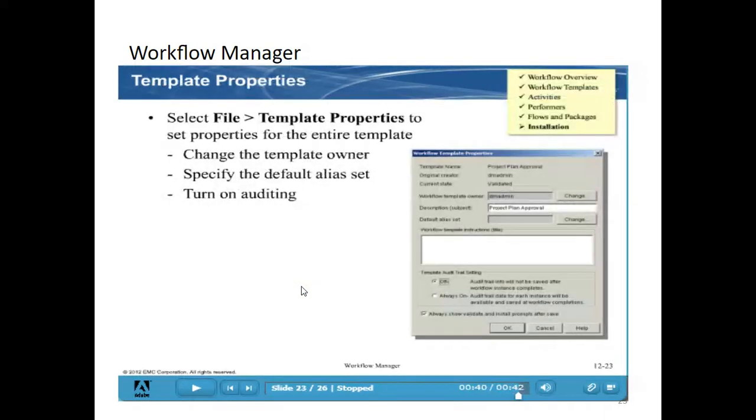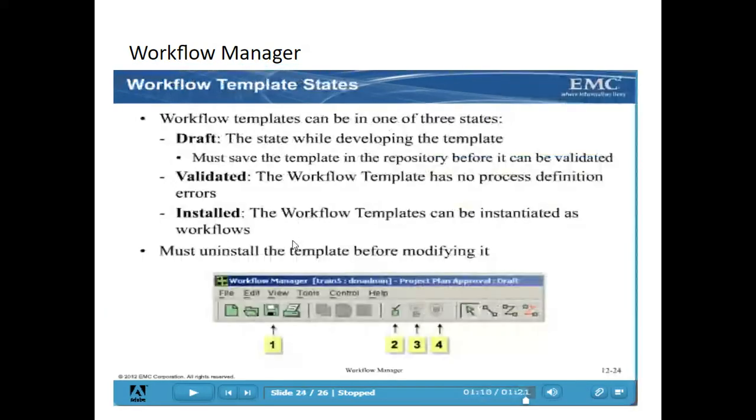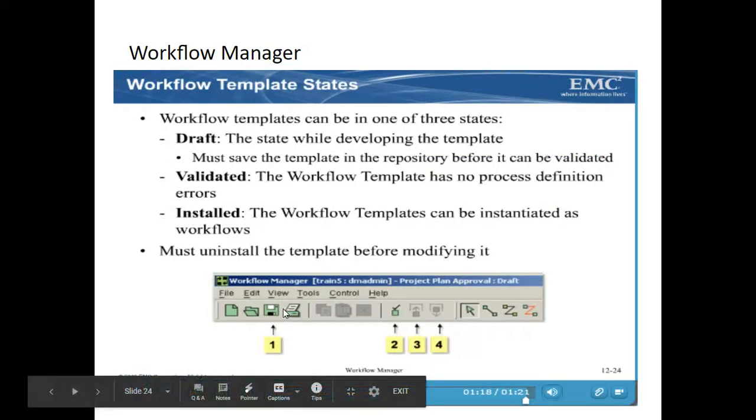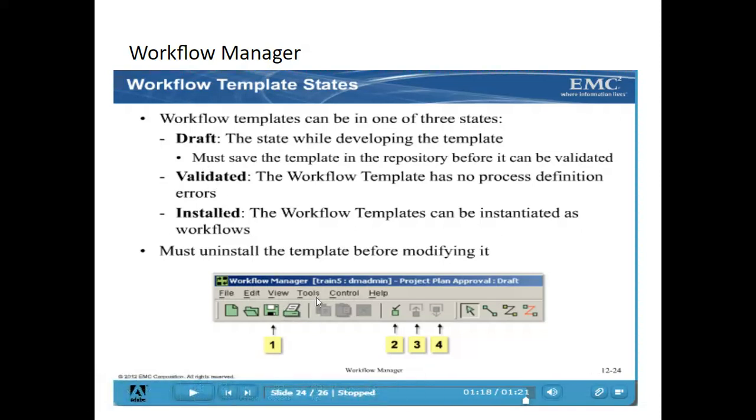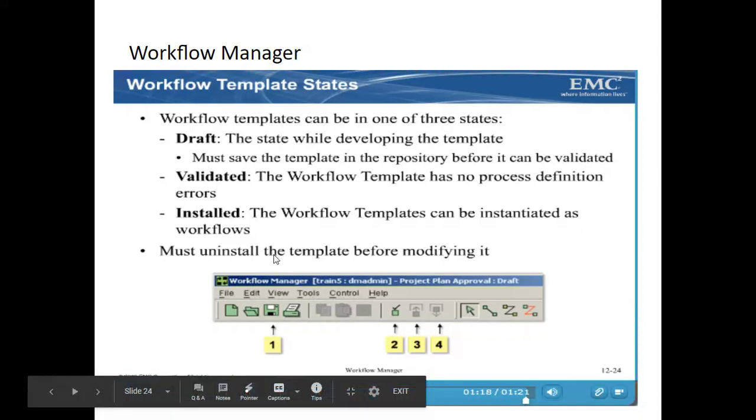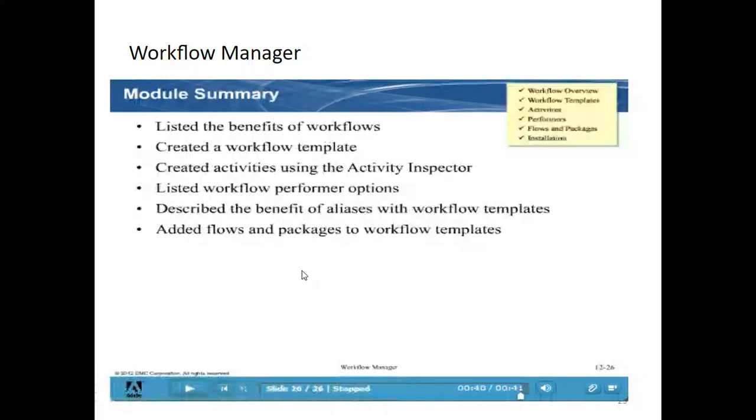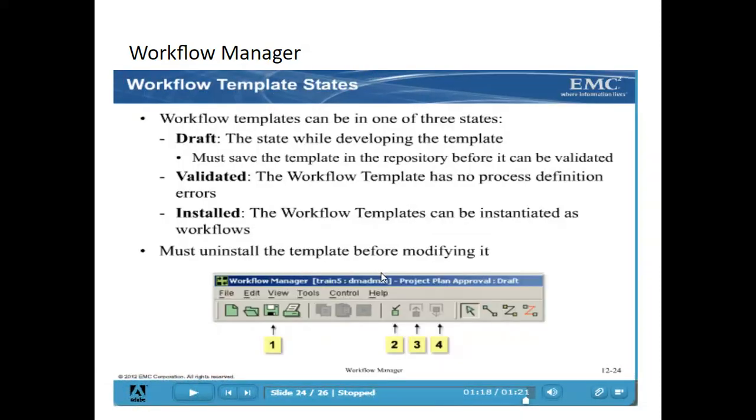So once you define the workflow and packages, then the process is installation. Before installation you can define some settings: file template properties. You can set the template owners, I mean the process owner, and the alias sets, and you can set auditing of activity. There are three kinds of options to save this: draft, validation, and installed. Once you install into the repository, it will be stored as a package. Once it is stored as a package, then you can configure it in D2 Config.